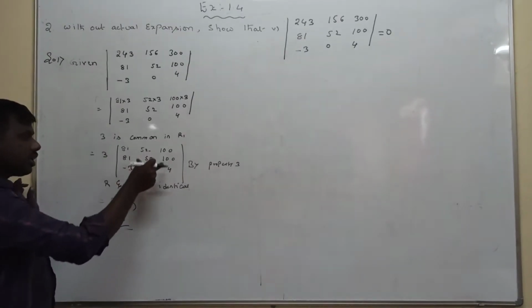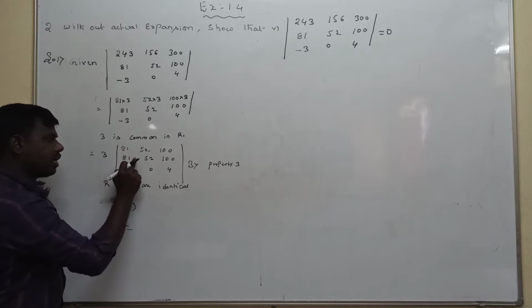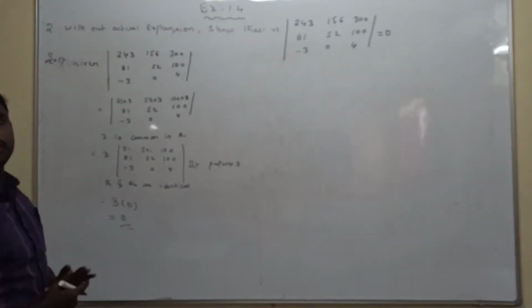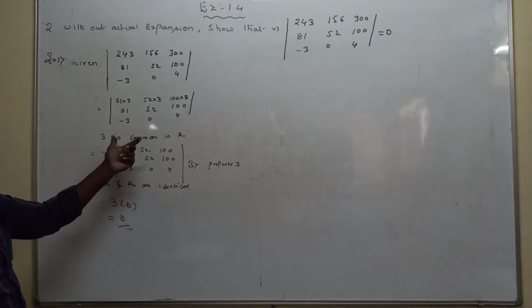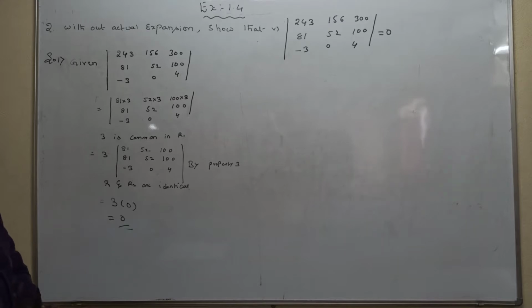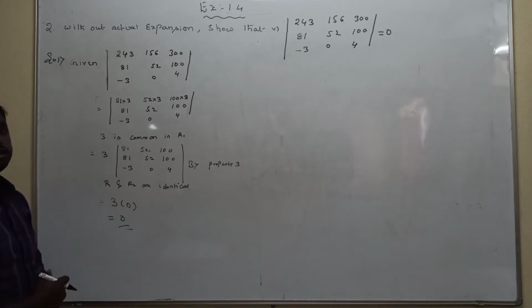So observe in this determinant: the first row and second row, all the elements are equal. 81, 81, 52, 52 means the first row and second row are both the same. That's why, whenever two rows or two columns are identical, the determinant value will be 0. This is the required solution for this question, dear friends. I think everyone understands the solution.